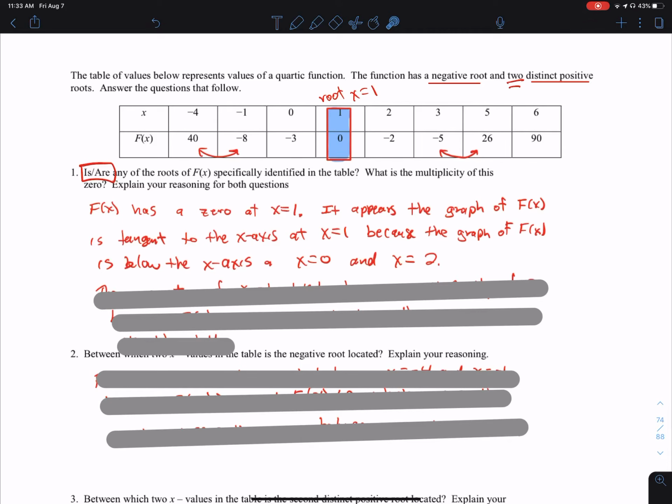Now, here's how we know for certain. No, I shouldn't say for certain. It's possible there's another root between 0 and 1, decimals. It's possible that there's one between 1 and 2, decimals. Possible. So that's why I use the word appears.